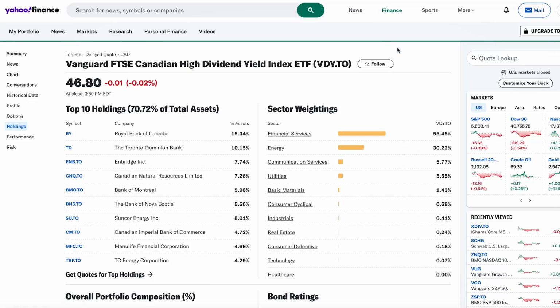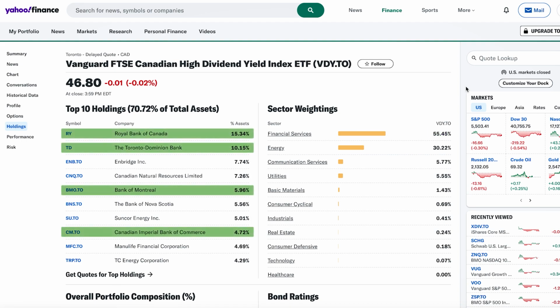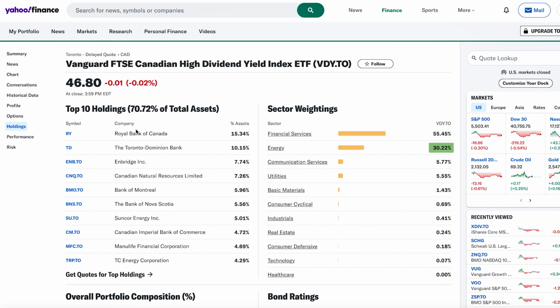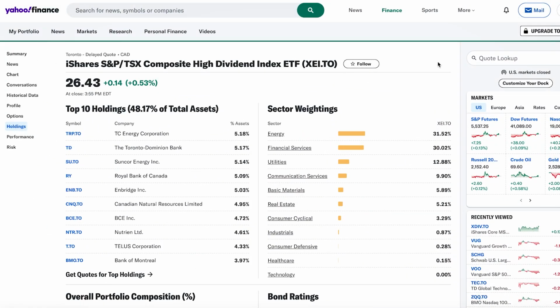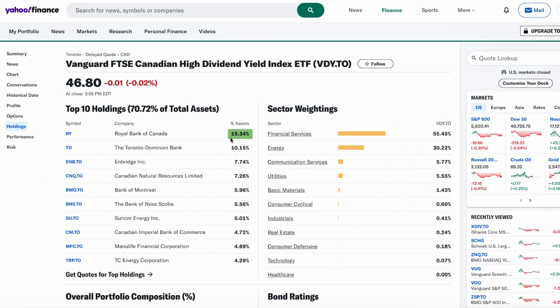Yeah. If we take a look at holdings for VDY, we can see that over half of it is financial services, mostly Canadian banks like Royal Bank of Canada, TD, BMO. It is also heavy on energy companies, and together financial services and energy give over 85% of this ETF. XEI is not as heavy on energy and financial services. You see, combined they account for only slightly over 60%. It is also more evenly distributed among individual companies. As you can see, the biggest position is slightly over 5%, while for VDY the biggest position is over 15%.